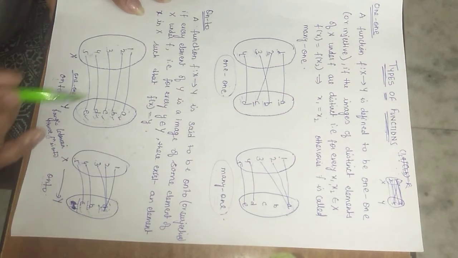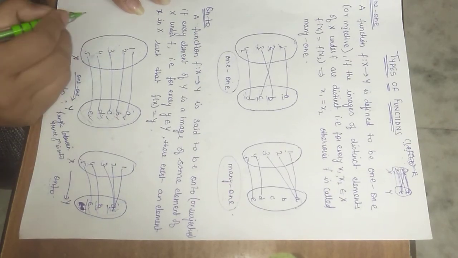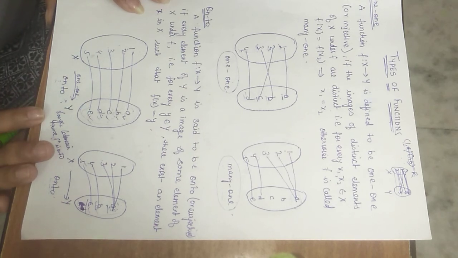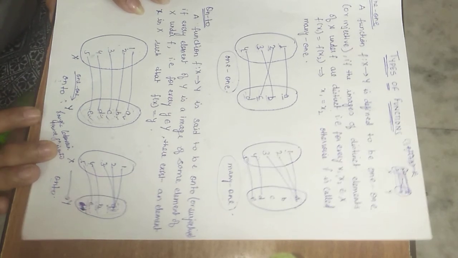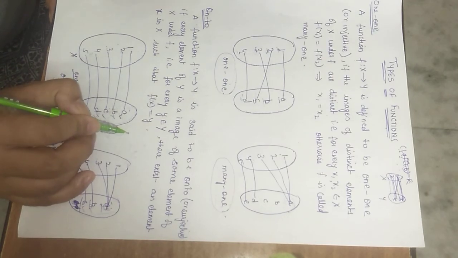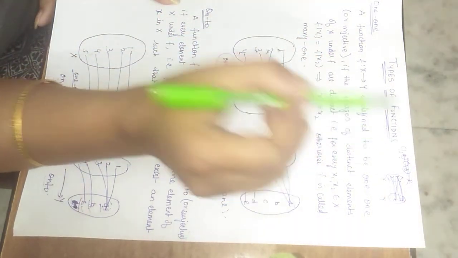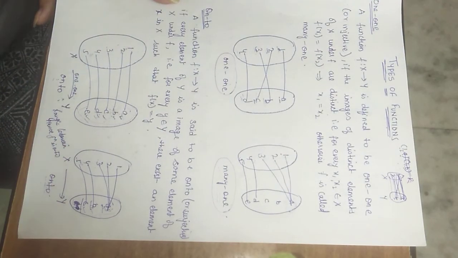Now if the function is 1-1 as well as onto, that function is called the bijective function. अगर कोई function 1-1 भी है और onto भी है, that function is called the bijective function. And if the function is bijective, we can say that this function is invertible. The inverse of this function exists. This is the introduction of the function. The exercise based on this function is exercise 1.2 that we will do in the next lecture.